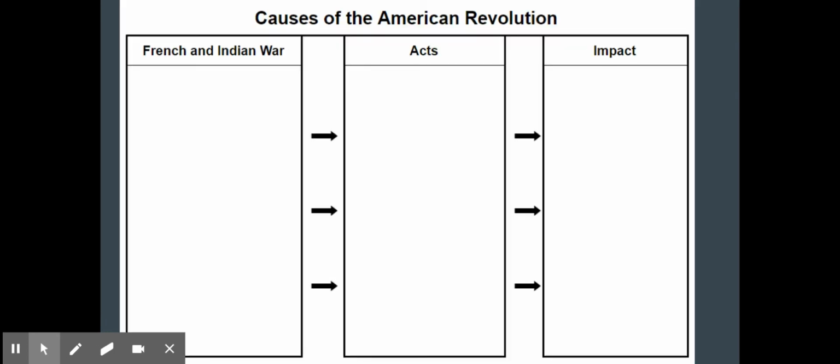All right, so we're going to be focusing on the causes of the American Revolution during this learning cycle. So go ahead and pause and make sure that you have this guided notes graphic organizer in your notes. And then once you have this copied down, go ahead and come on back and we will talk about all of this. All right, so let's go ahead and start with the French and Indian War.